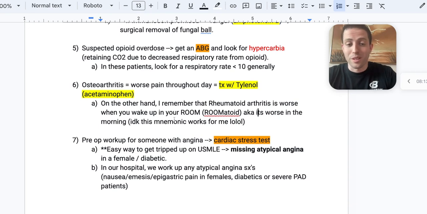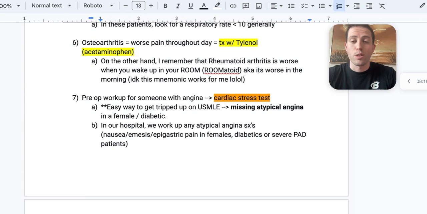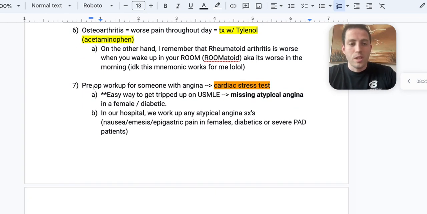So I don't know, this mnemonic worked for me. I hope it helps you remember that rheumatoid arthritis is worse when you wake up in your room in the morning. All right. The pre-op workup for somebody with angina, what do you do?